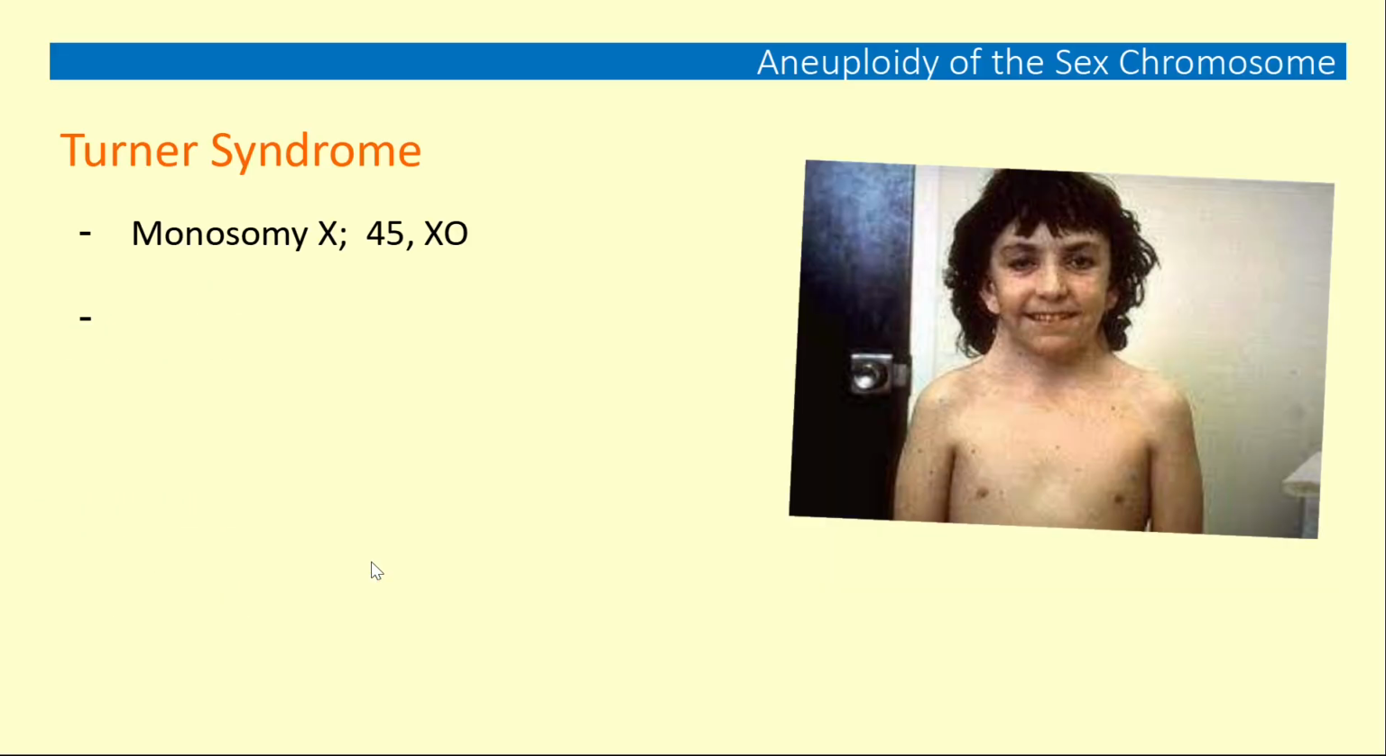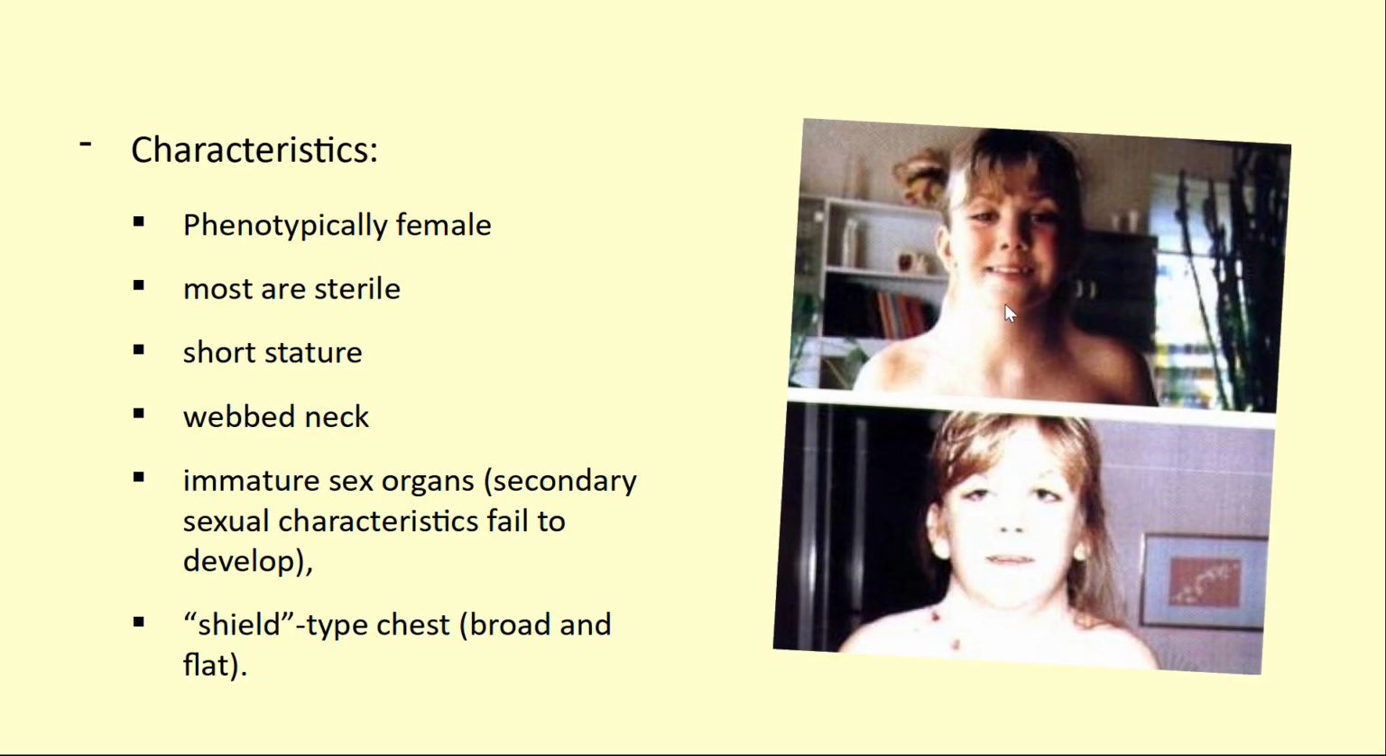For the sex aneuploidy, you have monosomy X, which is 45. So you have here what we call the shield-type chest and the web neck that is very characteristic, and most are sterile.